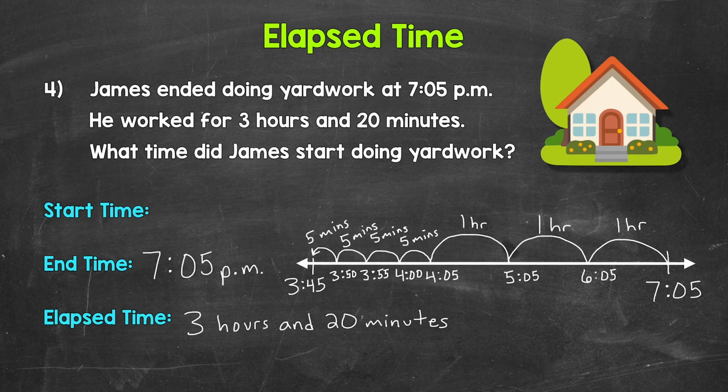Let's double check our work here though, and make sure we have 3 hours and 20 minutes. We have 1 hour plus 1 hour is 2 hours, plus 1 hour is 3 hours, plus 5 minutes is 3 hours and 5 minutes, plus another 5 minutes is 3 hours and 10 minutes, plus another 5 minutes is 3 hours and 15 minutes, plus our last 5 minutes is 3 hours and 20 minutes. So we are correct here. James started doing yard work at 3:45 p.m.